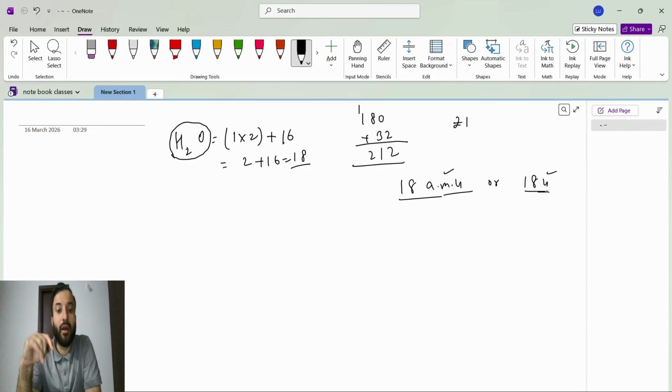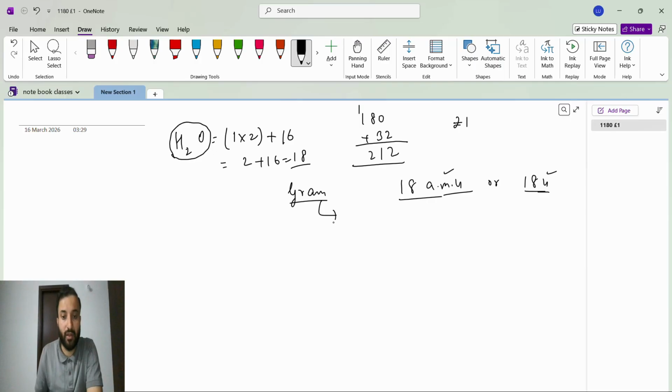Next, if they ask you to find the gram molecular mass or gram formula mass, remember guys, if they use the word gram, then the unit will become gram. Don't keep the other unit, because obviously they said gram formula mass, gram molecular mass, so they are talking about gram.